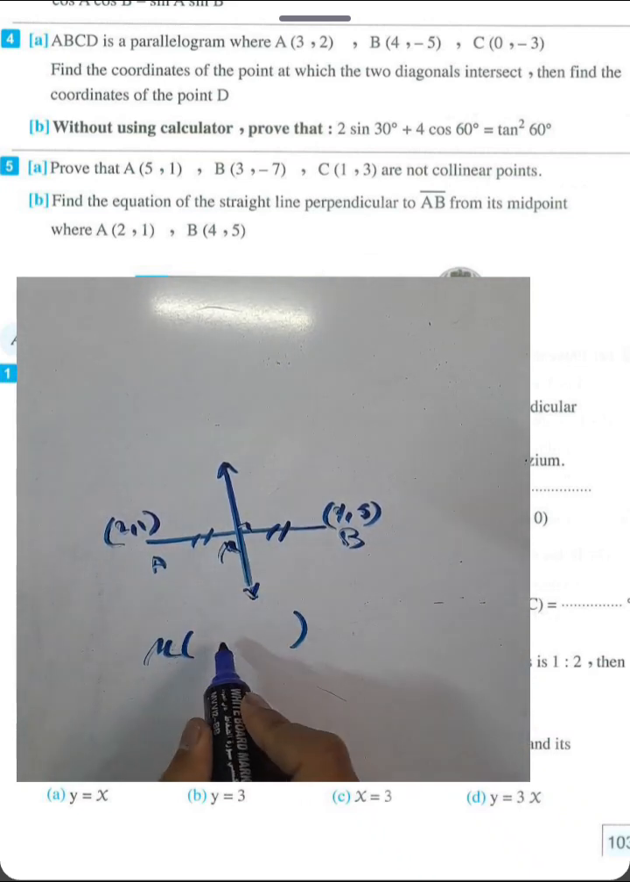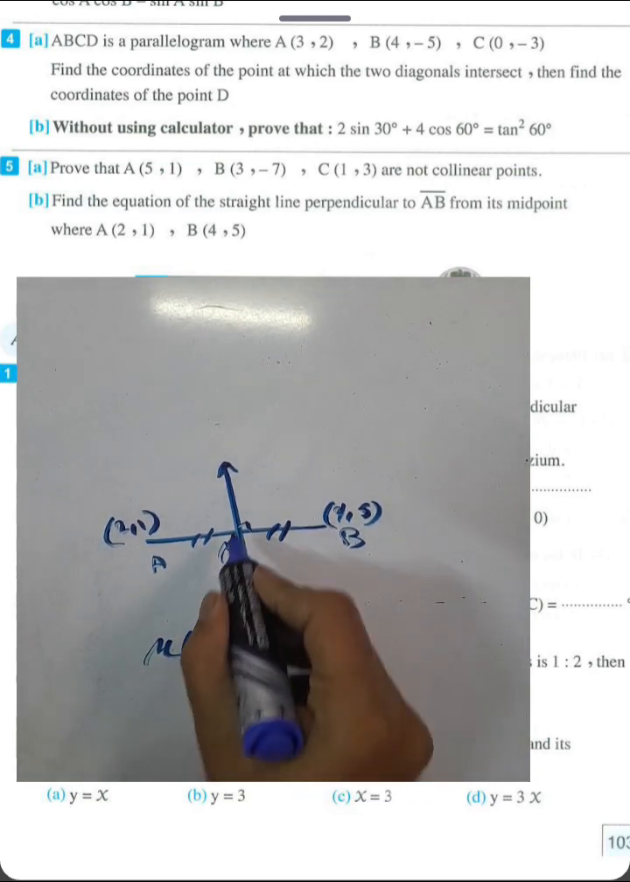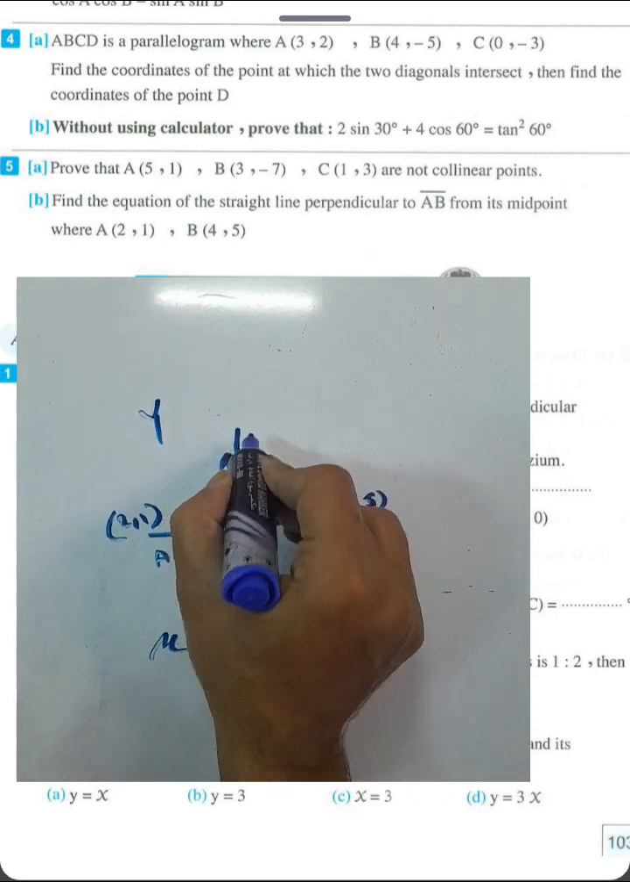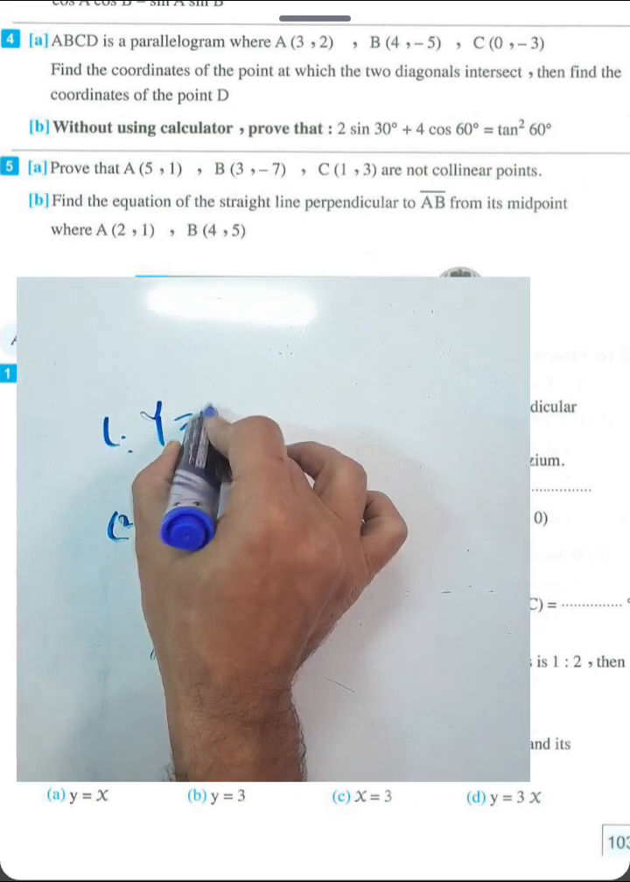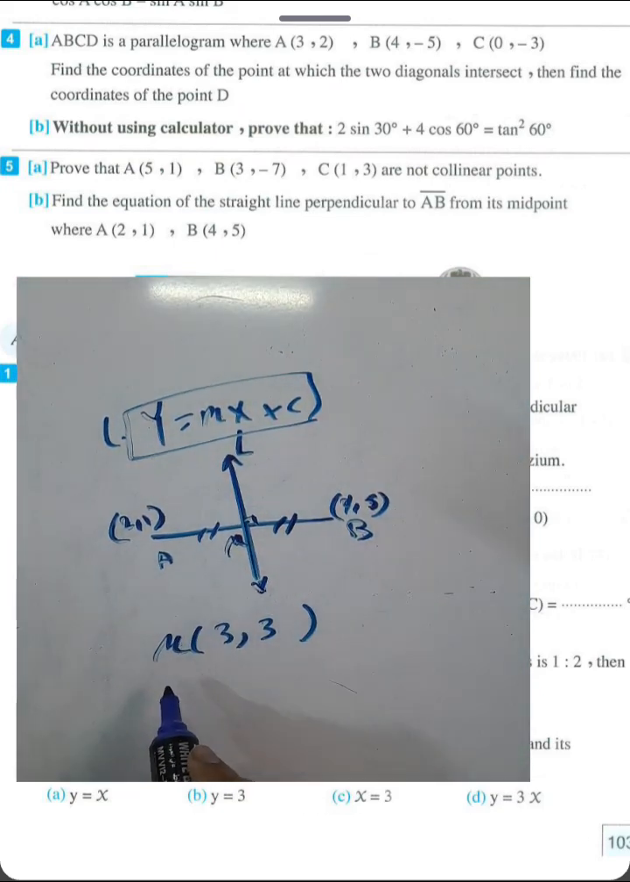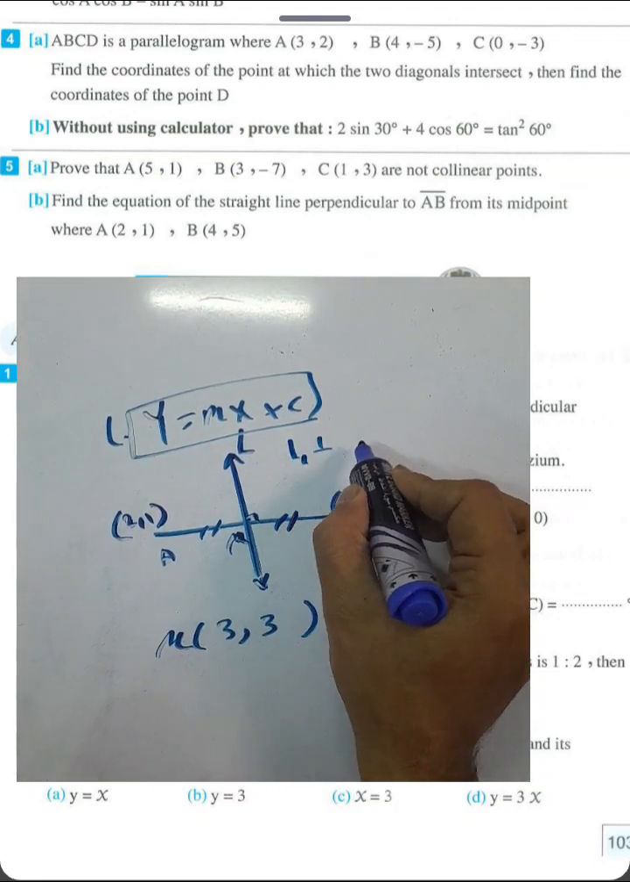4 plus 2 equals 6, 6 divided by 2 equals 3. 5 plus 1 equals 6, 6 divided by 2 equals 3. This is the midpoint. Then you can write the equation of the straight line. It will be L such that y equals mx plus a constant. We know L is perpendicular to AB.